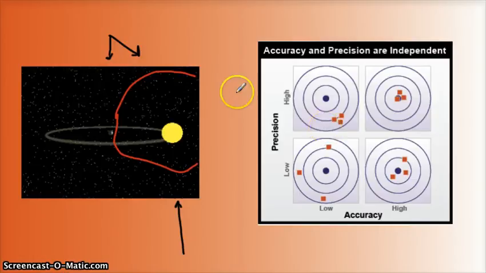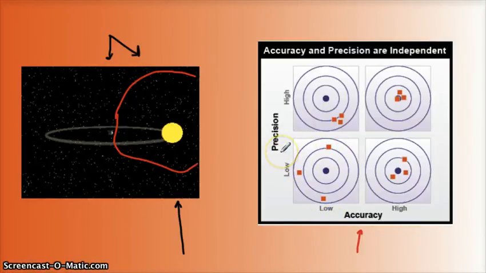Here, what might be a good one? Say you're shooting targets at a bullseye. Here you have shots all over the place. It's not very accurate. Remember, accurate is right on the money. If you have accuracy, it's right around the bullseye. This does not have much accuracy, and it doesn't have much precision because all three of these shots are nowhere near each other.